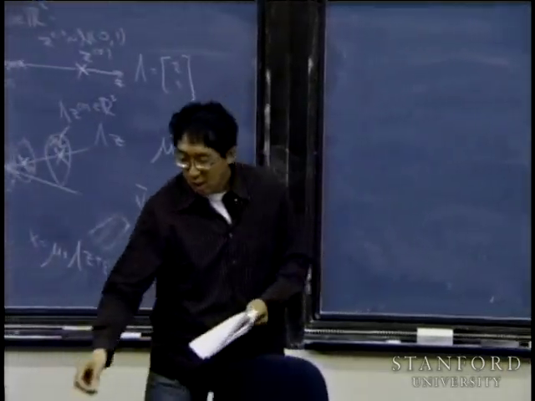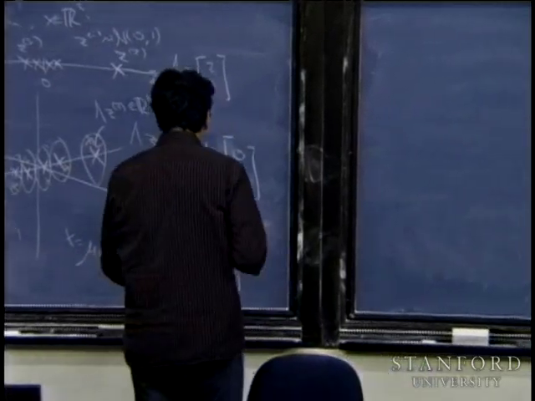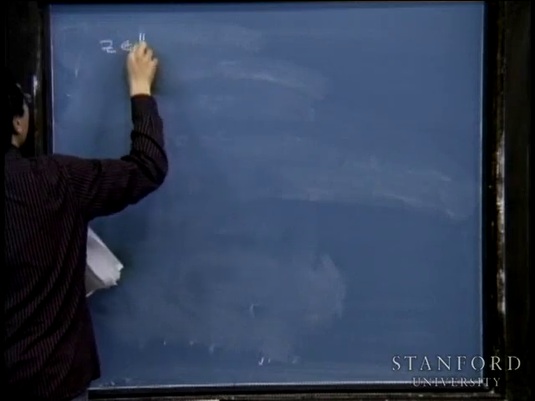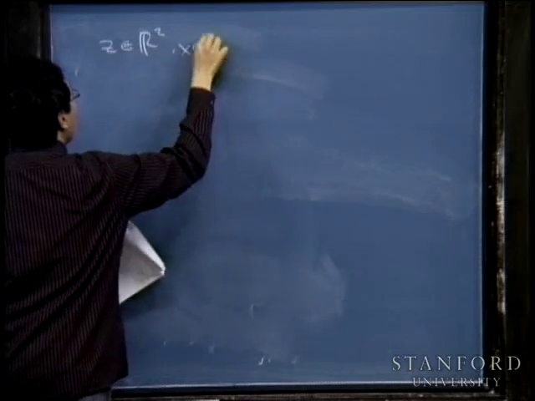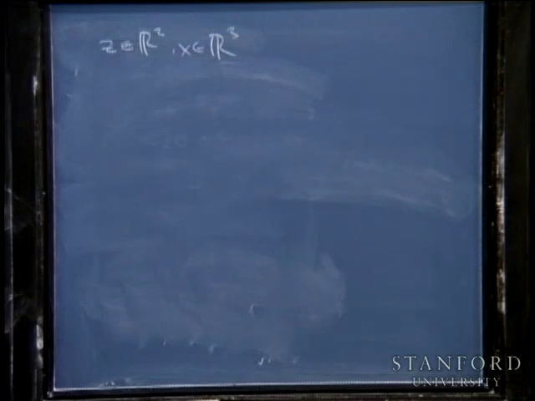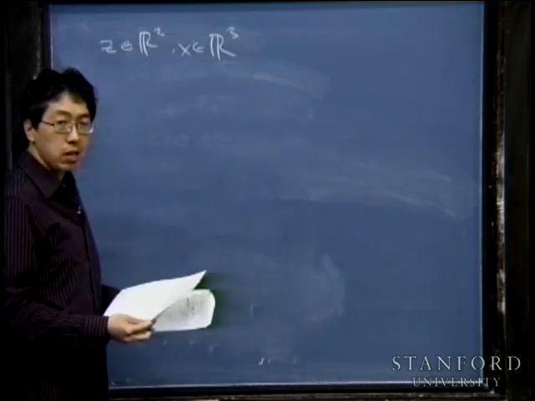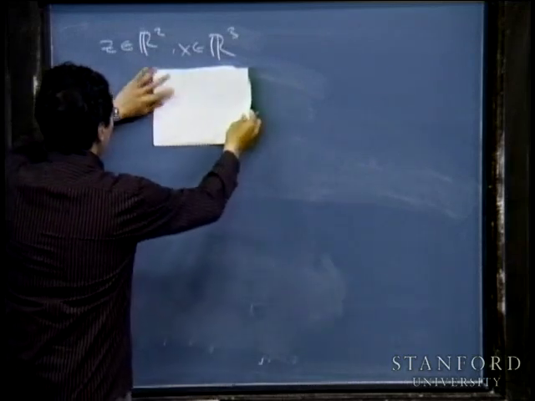Let me just do one more quick example. In this example, let's say z is in R2 and x is in R3. So your data z now lies in 2D. And I'm going to draw this on a sheet of paper.